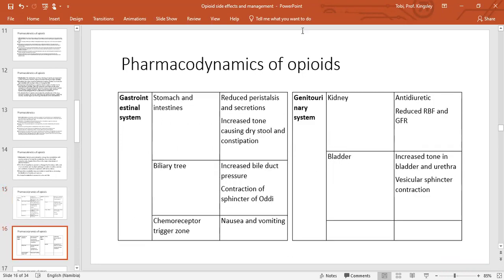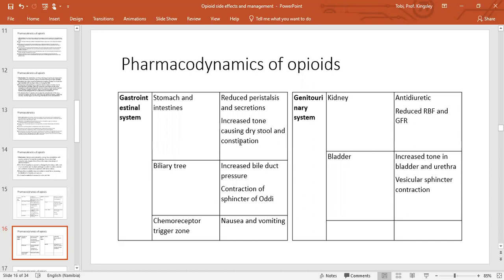In the GIT, all right, most opioids cause reduced peristalsis and secretion. So it leads to reduced gastric motility, and that's why you can have a bloated stomach and abdomen, and it also causes increased tone, which may lead to production of dry stool and constipation. In the biliary tree, opioids can cause increased bile duct pressure and contraction of the sphincter of Oddi. And one of the most common side effects of opioids is nausea and vomiting, which is due to the activation of the chemoreceptor trigger zone.